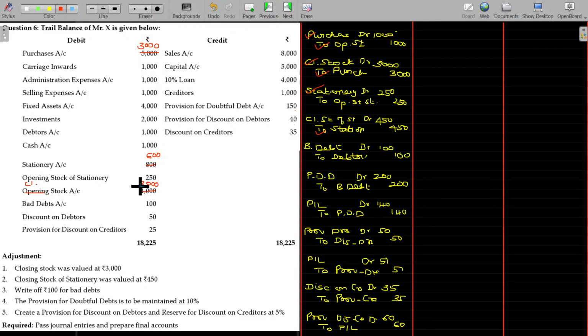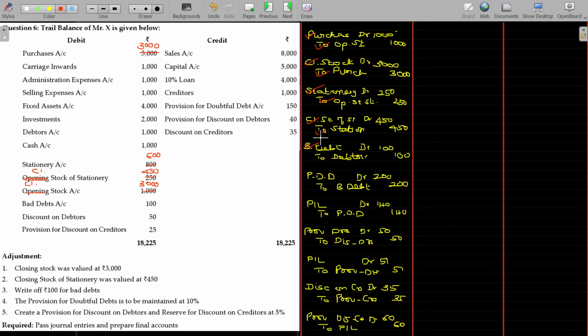Hope you can understand. And opening stock of stationery 250 in the credit side. Already we have opening stock in the debit side. So this opening stock got eliminated. Instead of that, what we get now? Closing stock of stationery. So rather than opening stock of stationery, in the trial balance we now have closing stock of stationery of rupees 450.